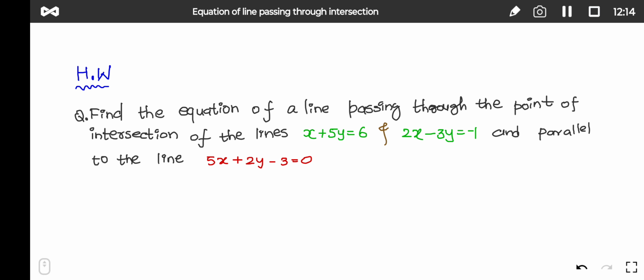So this is a practice question for you. Solve this question by using the above 3 steps. First step, elimination: by using elimination, you will get the point of intersection. Second step, find out the slope. If the line is parallel, then the slopes are equal. If it is perpendicular, then find out the slope of the second line. Then find out the equation of the line.